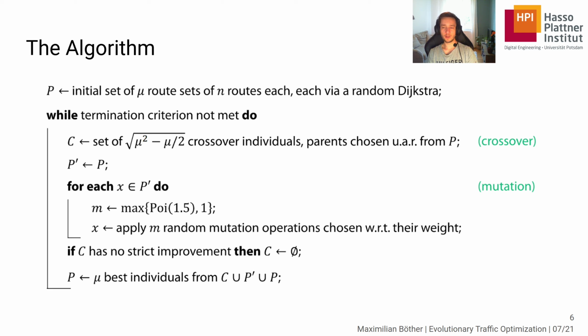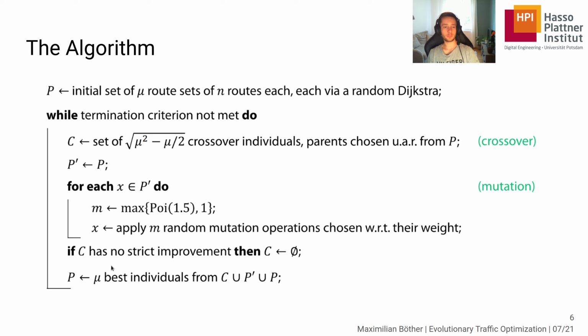So this is crossover, and then we also clone the parent generation, and then for mutations we basically mutate each clone of a parent individual, and we apply different mutation operations that I will discuss in a second. And these are also weighted, so each individual is modified a bit differently. And then we also check for the crossover individuals if they provided an improvement, and if they didn't provide any improvement, we throw them out again. So we only use crossover if it actually makes something better.